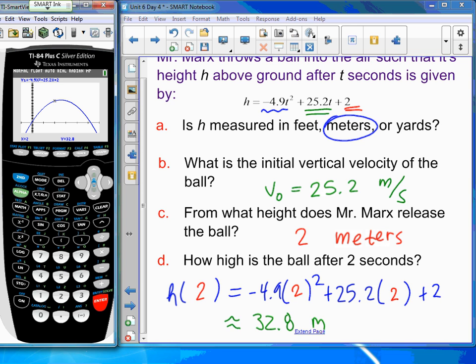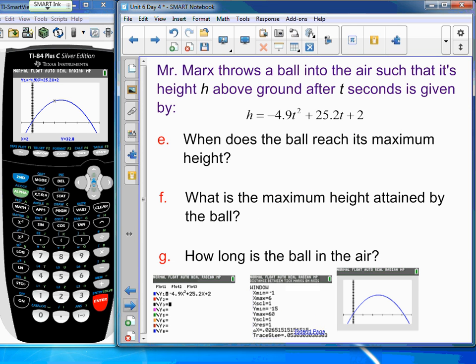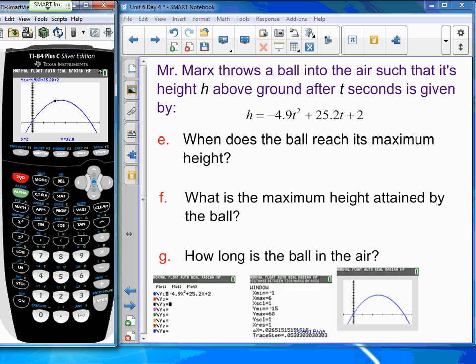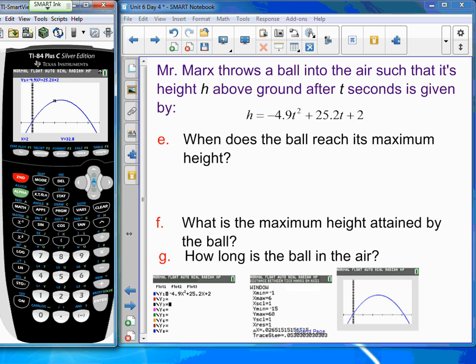All right, now let's do our last one. When does the ball reach its maximum height? That's the time value when that maximum has occurred. So that's my calculate menu, you guys. That's my second calculate maximum. So I'll do second. Great. So that's my second, trace is the calculate menu, maximum.